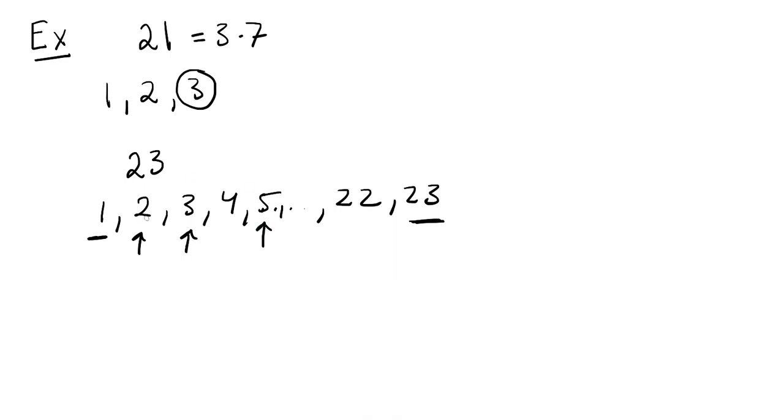So we have to test, does 2 divide it? No. Does 3 divide it? No. Does 5 divide it? No. So if you have tested all prime numbers up to the number and none of them divides, then we know this is a prime number. Otherwise it's not a prime number.